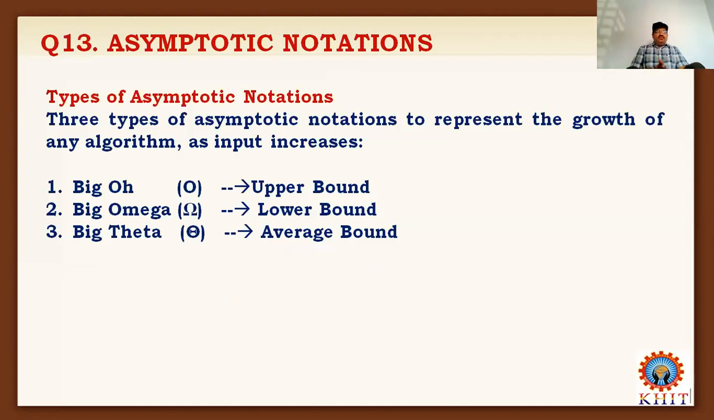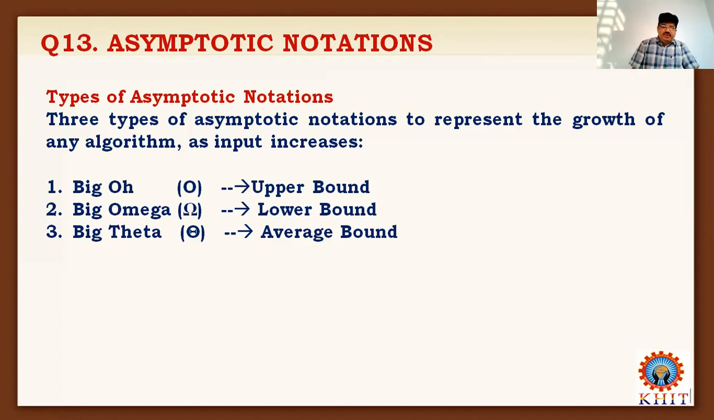Next question is, what are asymptotic notations? Why are these notations required? Asymptotic notations are required basically because we cannot say the performance of an algorithm exactly. Whether it is upper bound, lower bound, or middle bound, that can be done through the asymptotic notations only.